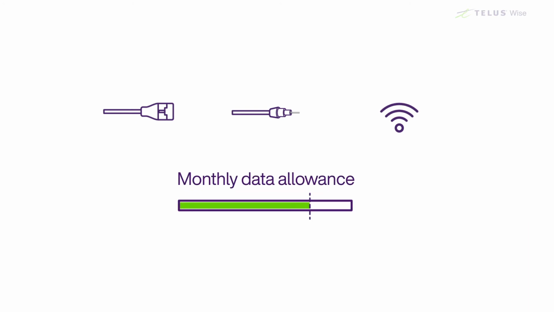Whether you choose cable, fiber, or a wireless data plan, you will pay a fee for a certain amount of data you can use each month. If you go over the limit, your internet connection speed may slow down or you may need to pay extra fees. Data is measured in megabytes and gigabytes.